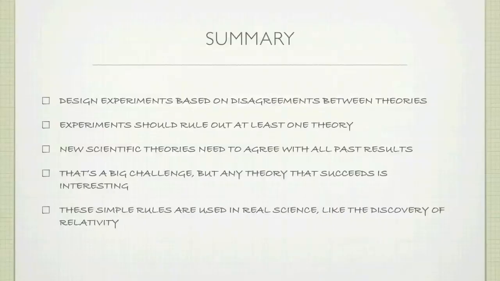So to summarize what we've talked about, you should design science experiments to look at the disagreements between theories. That way, at least one theory will have to be ruled out. And when you want to make a new theory to investigate, it needs to agree with all the past evidence, which is pretty hard, but it's worth doing. Bearing in mind principles like this, which aren't that hard to understand, you can look at the history of science, and a lot of it will make sense to you. It really does use fairly simple ideas like this.